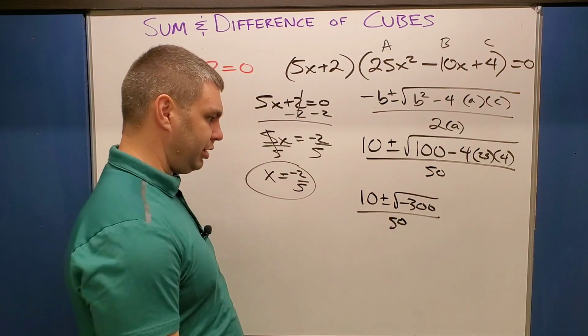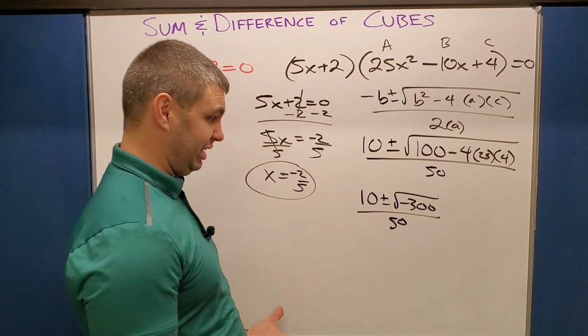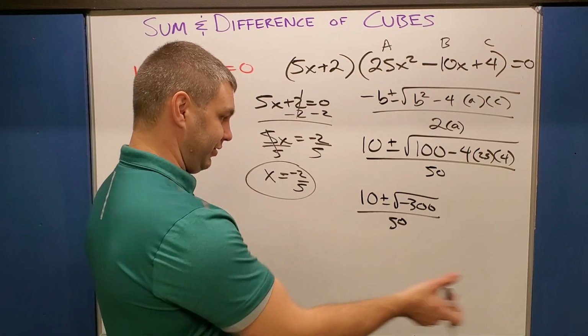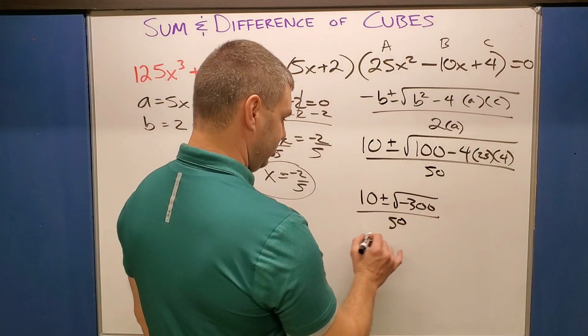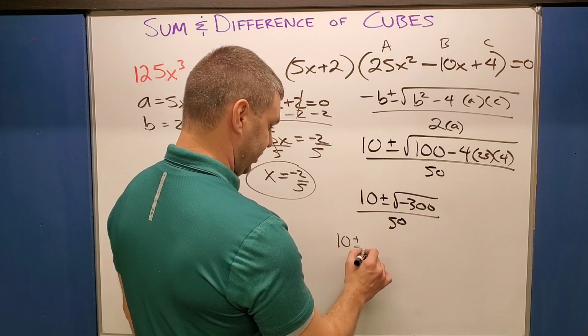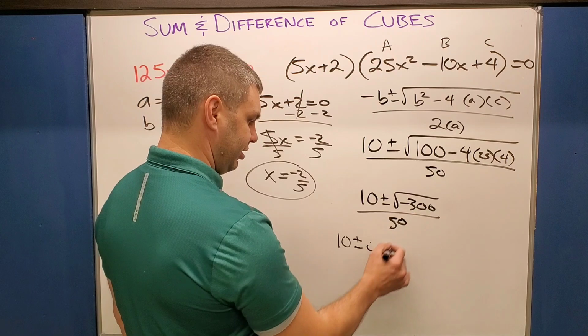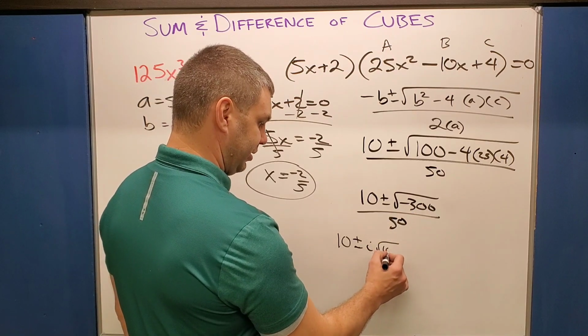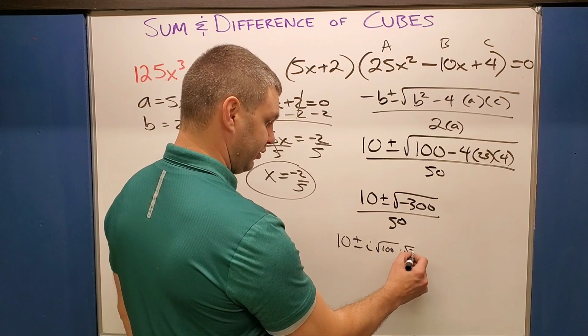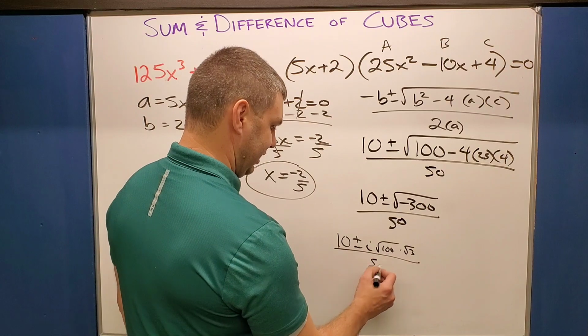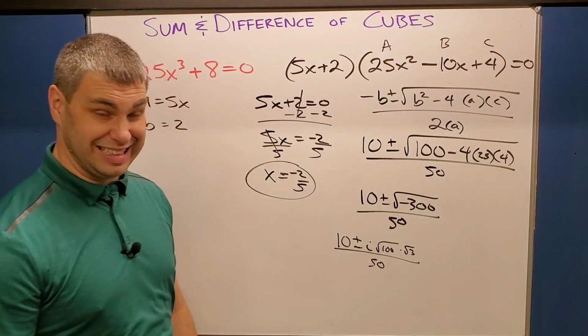What's my biggest square number? Probably it's going to be 100, to give us 10. And when I do that, that's going to be 10 plus or minus, I'll kind of show you what I mean here. The negative, I can take an i out, and then 300, if I divide that up, I'm going to get the square root of 100 times the square root of 3. So when I say 10, what I mean is the square root of 100 is 10.